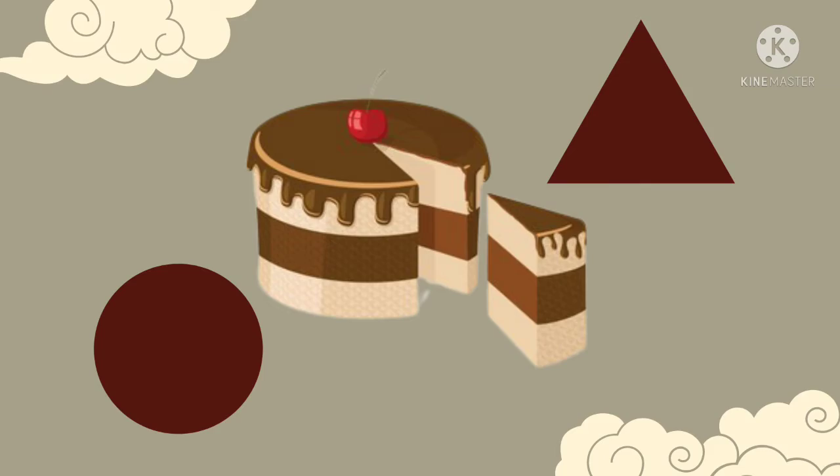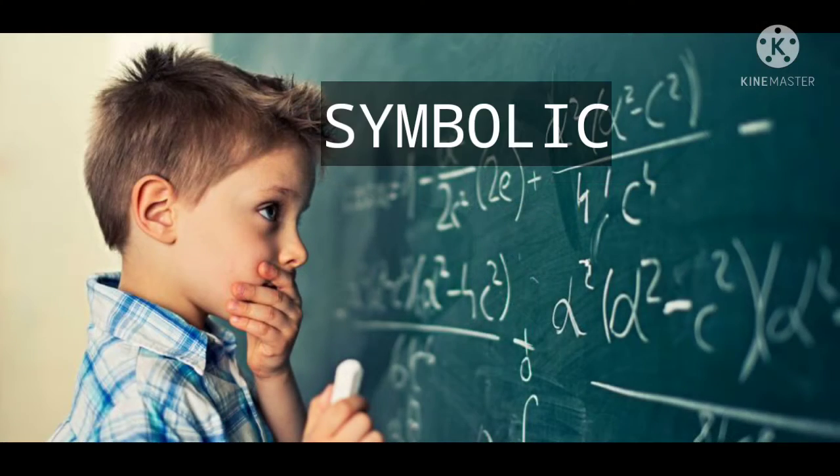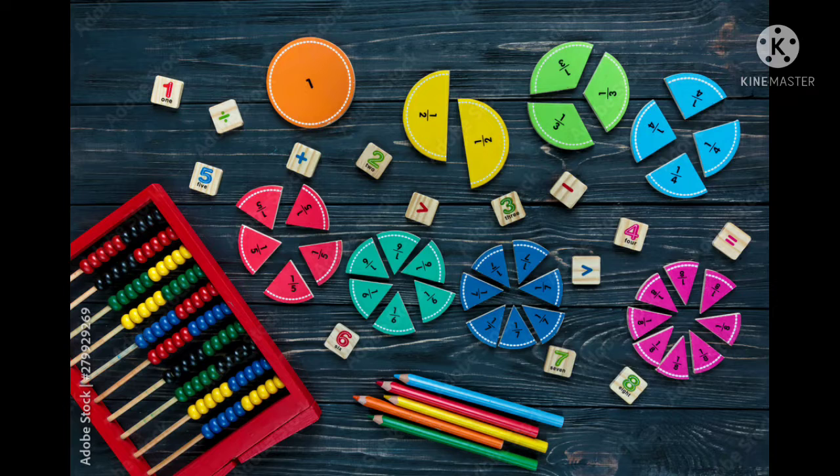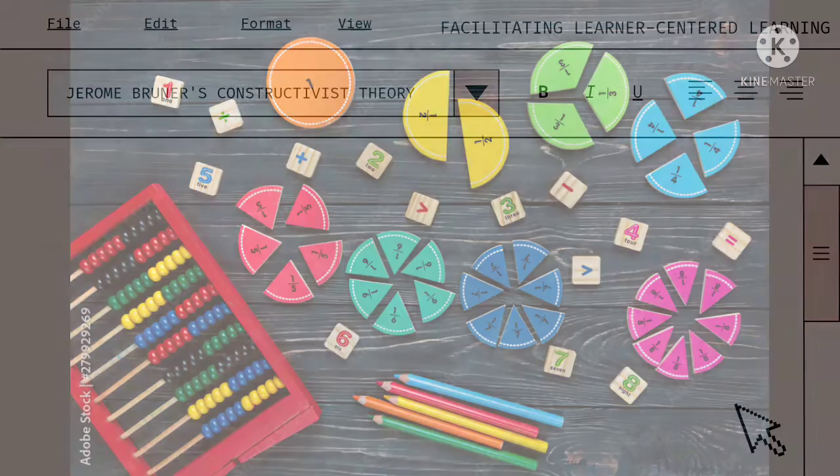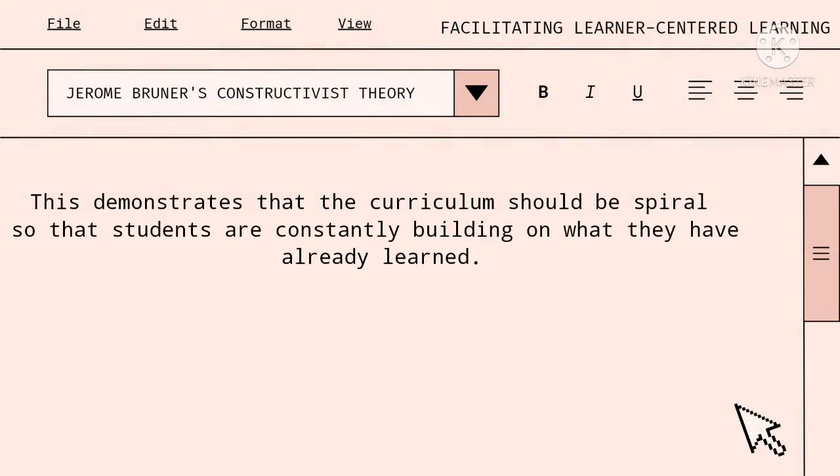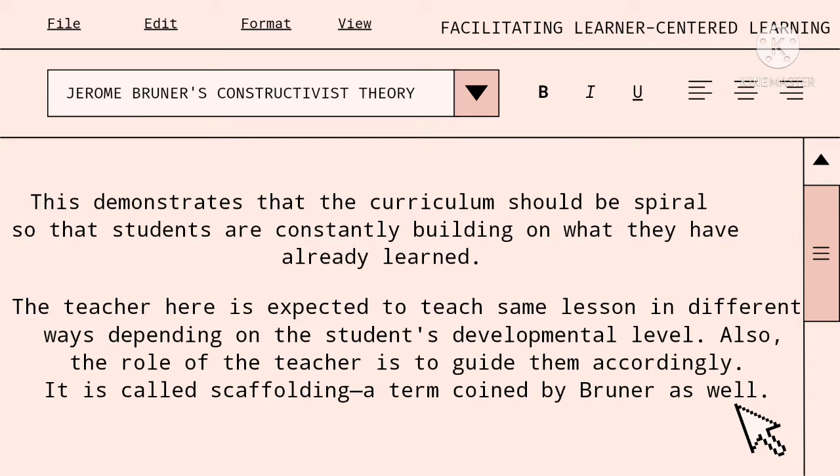When they move to the third grade, they now move up to a symbolic form of language. The round cake that is sliced into 10 is not just about shapes. Somehow it can now be perceived as a fraction like 1 over 10. This demonstrates that the curriculum should be spiral so that the students are constantly building on what they have already learned. The teacher here is expected to teach the same lesson in different ways depending on the student's developmental level.